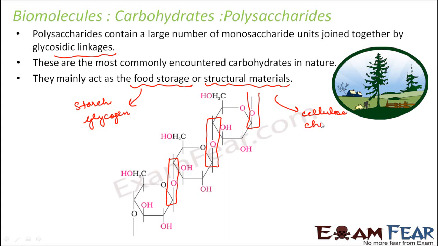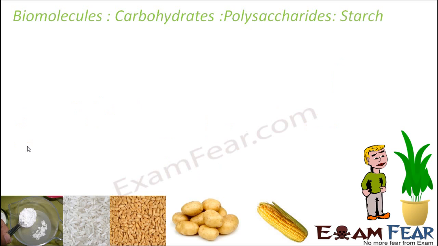Similarly, another example would be chitin. Chitin is another structural material which is generally seen in the exoskeleton of cells. So polysaccharides are used as both food storage as well as structural material. Examples would be starch, cellulose, glycogen, the three most common examples of polysaccharides.